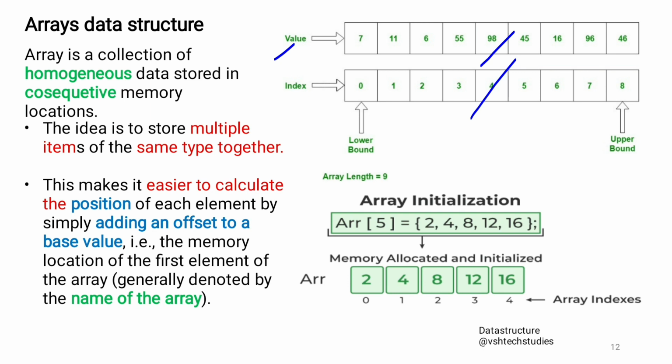So the lower bound of the index is 0. The upper bound is 8 here. 0 to 8 means totally 9 values are stored. That is the meaning.